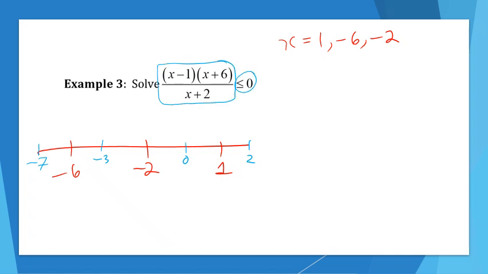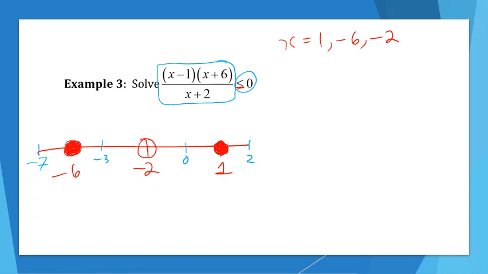But before I do that, let's actually fill in or give these open or closed circles. So x plus 2, which means -2, is in the denominator, so that's an automatic open circle. However, at 1 and -6, these are both in the numerator, and this has an underline there. So we're going to turn those into closed circles. So -6 and 1 there.